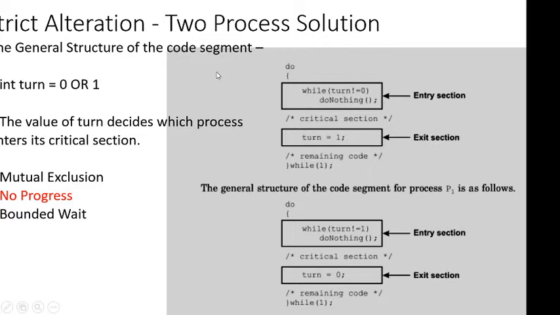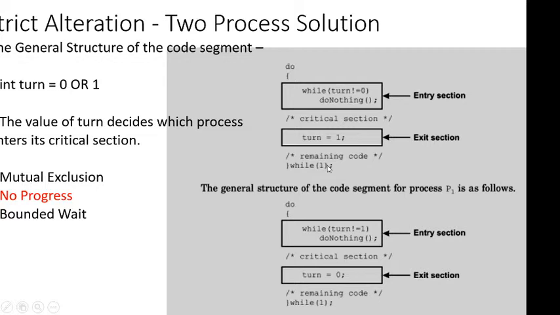Now let us have a look. This is what the structure of this basic code segment would look like for a two process alteration in simple C. So your process 0 code and your process 1 code. Now let's see. If the value of turn is 0, process 0. So this is process 0. Remember, this is process 0. And I'm sorry, I didn't write it here. So this is process 0 and this is process 1.